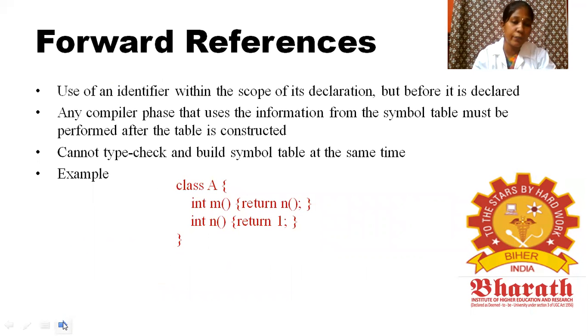Next is forward reference. Forward use of an identifier within the scope of its declaration, but before it is declared: we need to identify the scope of the declared identifier even before it is declared. So any compiler phase that uses the information from the symbol table must be performed after the table is constructed. That is known as a forward reference.